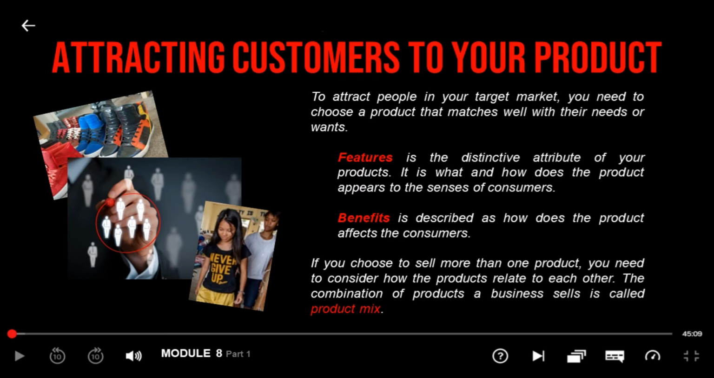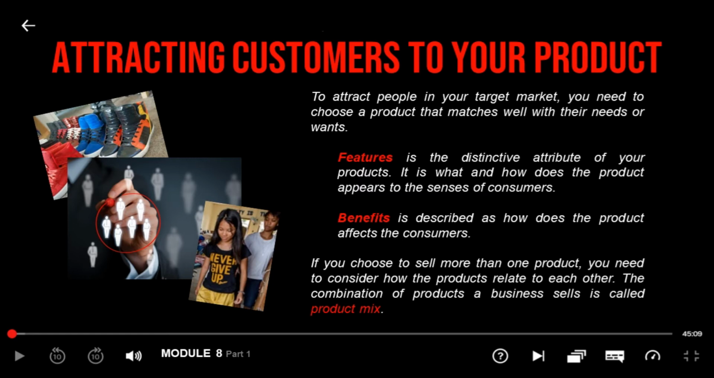So, pagdating naman sa benefits, is described as how does the product affect the customers. Ito yung mga reason at epekto ng pagbili mo. So, sa case ko, nagamit ko yung sapatos sa intrams namin. Sobrang kapit niya, isang benefit na yon. Tapos yung confidence pa na dala niya para sa akin kasi nga sikat siya, maganda yung colorway niya, benefit din yon. So ano pa ba yung ibang benefit?